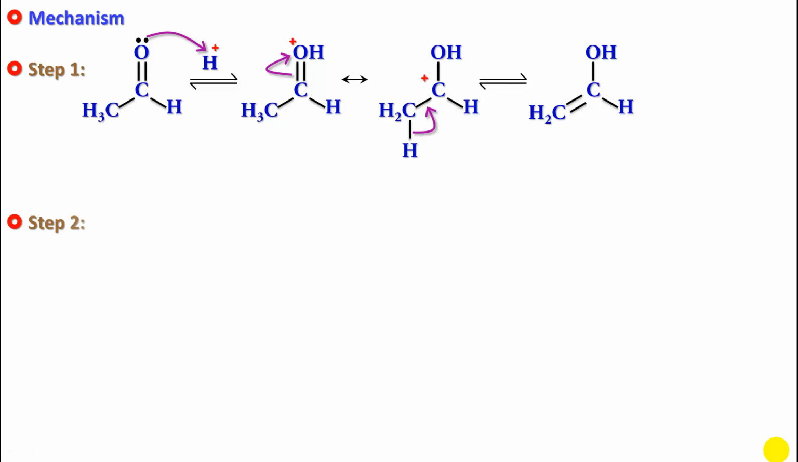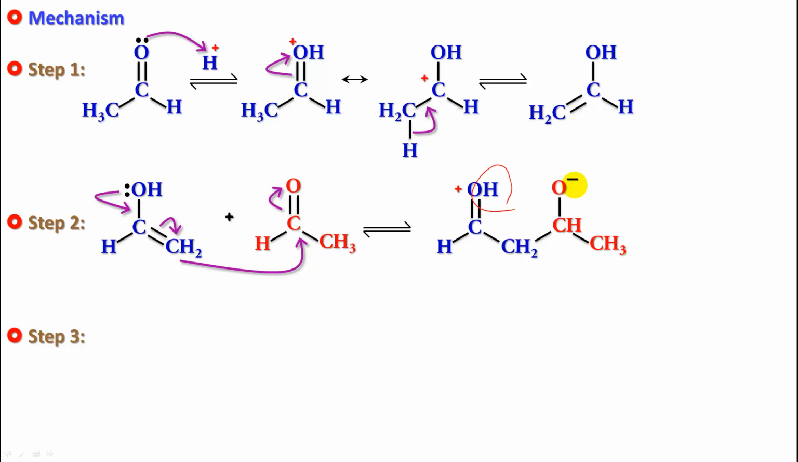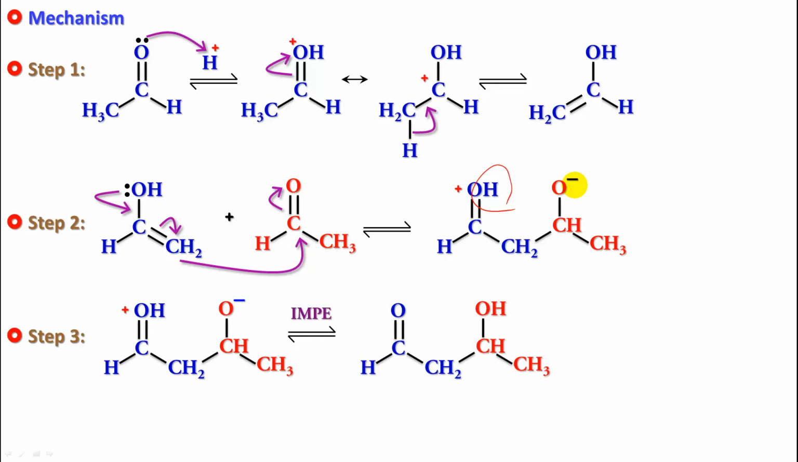Now in step 2, this enol is going to attack another molecule of the aldehyde. As you can see, this resonance is taking place. The carbon is becoming negatively charged. It attacks this carbon. The pi bond shifts to O and we get a product like this. It's an intermediate. And this will transfer a proton. This H will go to this oxygen. We call it intramolecular proton exchange. The proton shifts and you get the aldol.